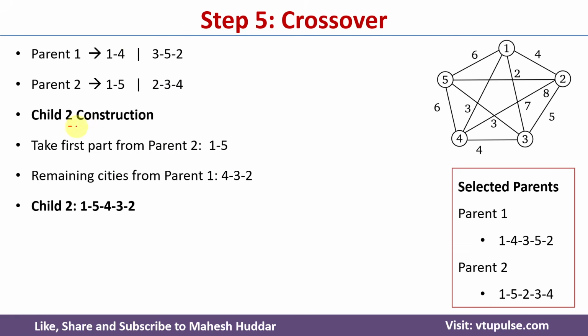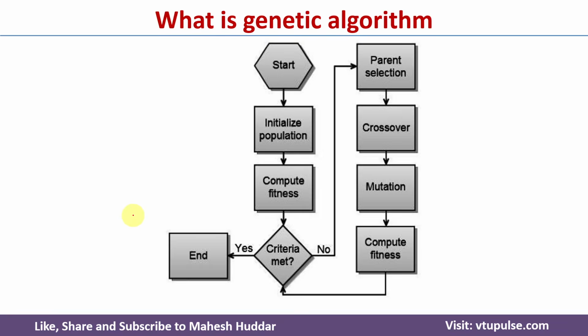Similarly, to construct the second child, first we take the first part from parent 2, that is 1 and 5, and the remaining part from parent 1 by avoiding duplicates. By avoiding duplicates, we get the points 4, 3, 2. So we get child 2 as 1, 5, 4, 3, 2.